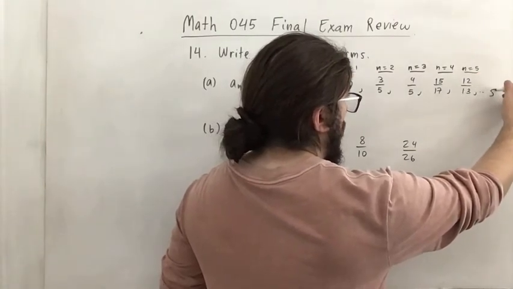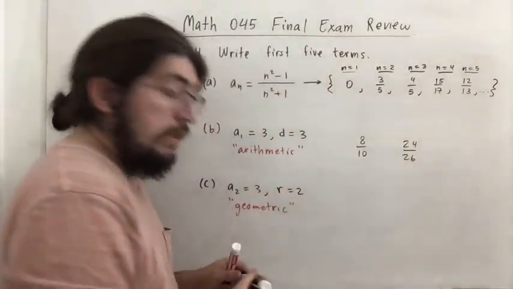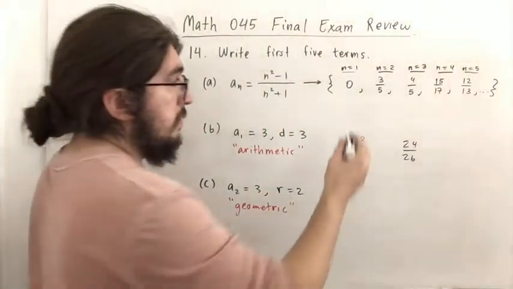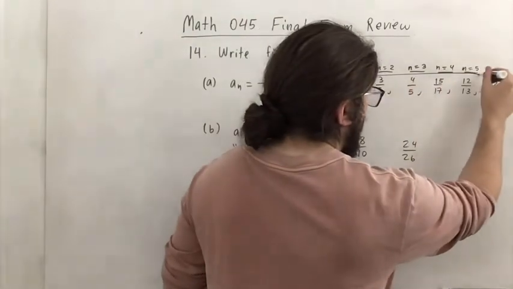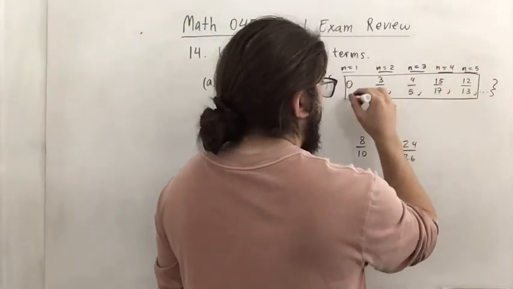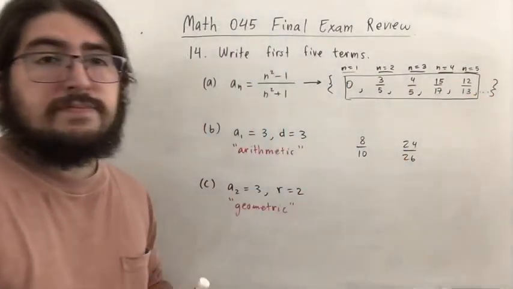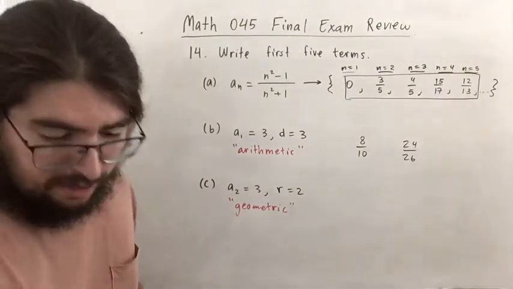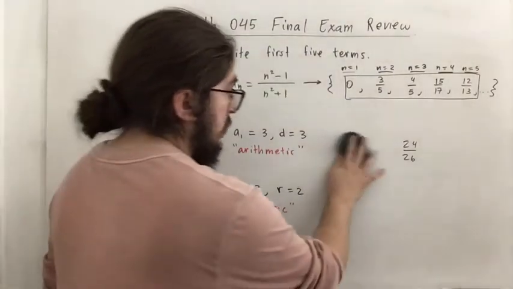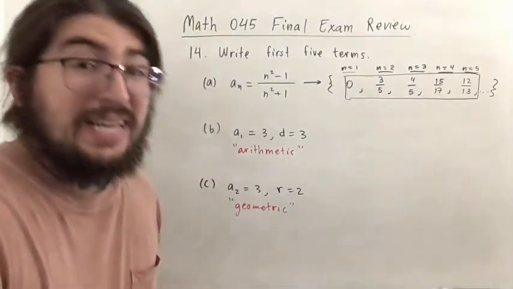Now this sequence goes on and on, but we're only asked to find the first 5 terms, so there they are: 0, 3/5, 4/5, 15 over 17, and 12 over 13. Perfect. Now for B, we're going to start with a1, which is 3, and then we're going to add 3 to get each subsequent term.